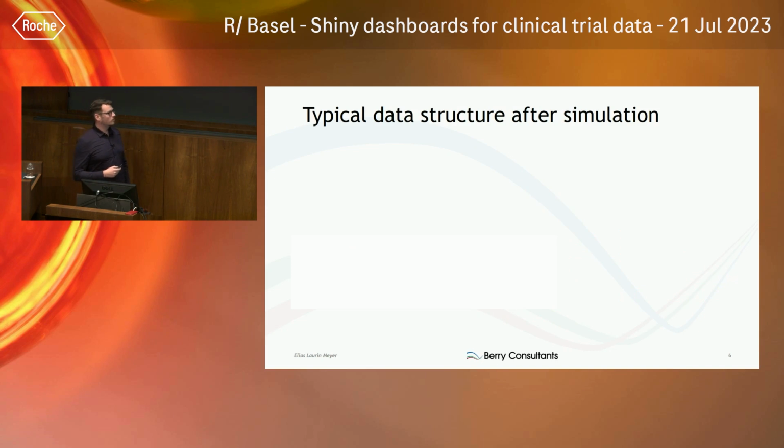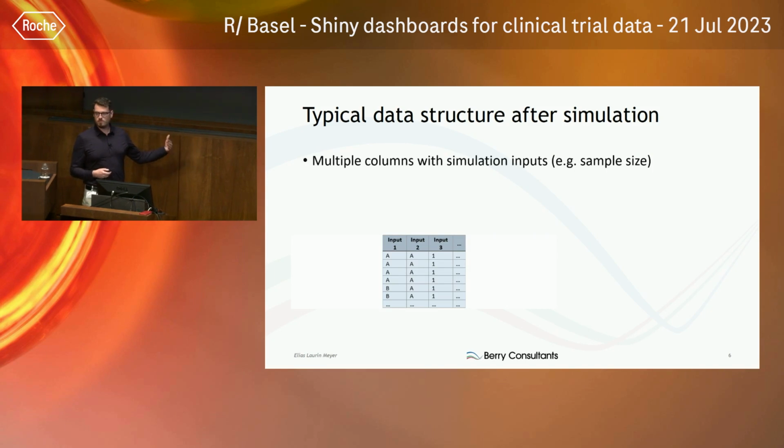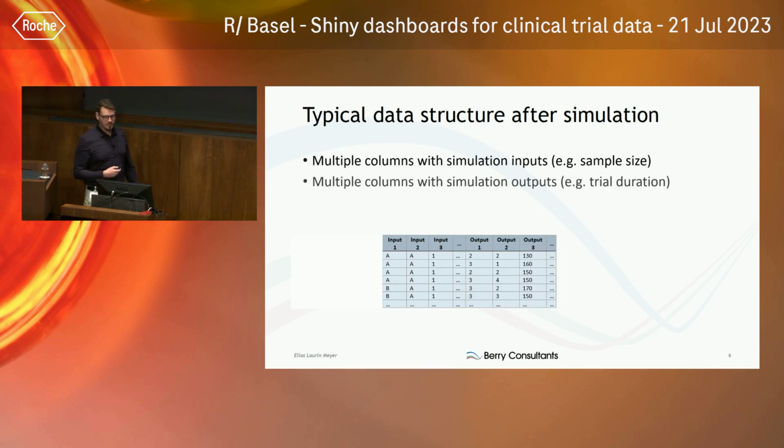So remember that I talked in terms of simulation input parameters and simulation output parameters. A typical data structure we would expect after simulating such a trial design is, firstly, multiple columns with the simulation input parameters that also tell us the values that they took for this particular replication of the trial. We might have multiple columns that specify the output that we're interested in, for example, trial duration, or how many of the treatments succeeded, how many treatments failed, and so on and so forth.